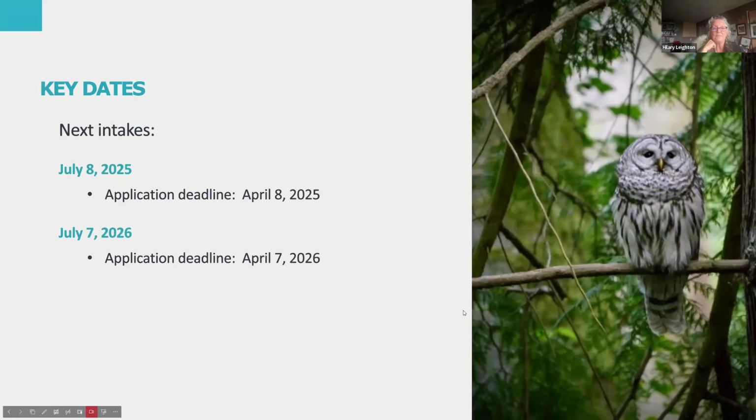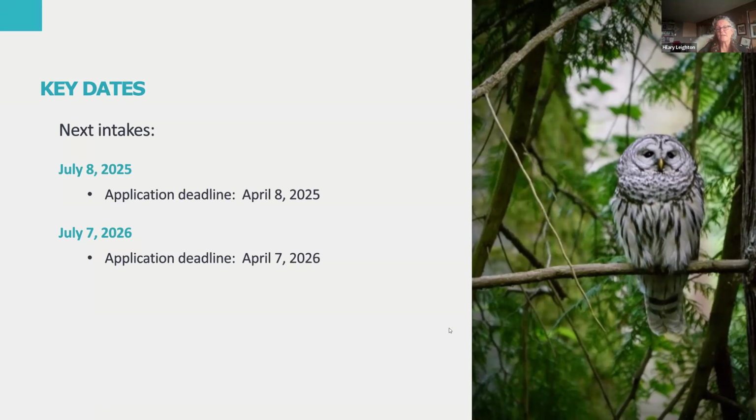Next slide, please. Right, so the key dates to remember are: next intake is July 8, 2025. And we say our application deadline is April 8, 2025, but we often extend that into May and June just because sometimes people are a little bit slow to go. But I can tell you that it makes life so much easier if you can just start that process now. Even if you decide this isn't the year for you and you want to defer, at least it gets you in the hopper and gets you going, because this is quite a process.